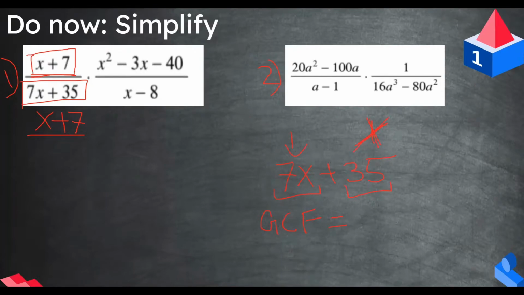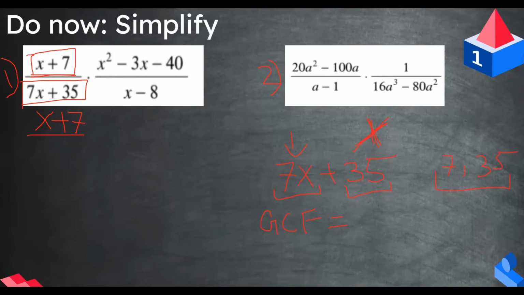The second term does not have a variable, so the GCF cannot have a variable with it if all the terms do not have a variable with them. So my GCF is just going to be a plain number. It's just going to be a constant, okay? So then 7 and 35, what is the GCF? 1x and 5.